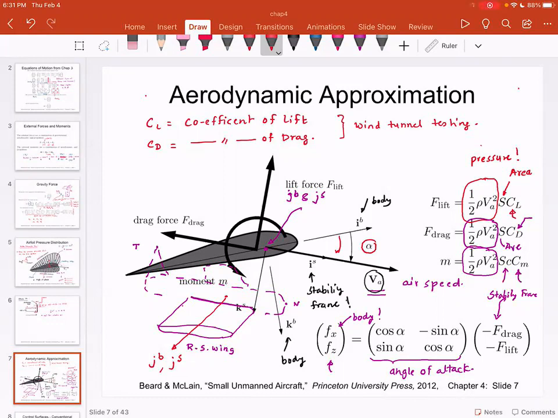To answer Zubir's question, F lift and F drag are in the stability frame. And what we are doing is using the angle of attack rotation transformation to convert F drag and F lift into the body frame. However, there is a subtle difference that I want you to be absolutely clear about.